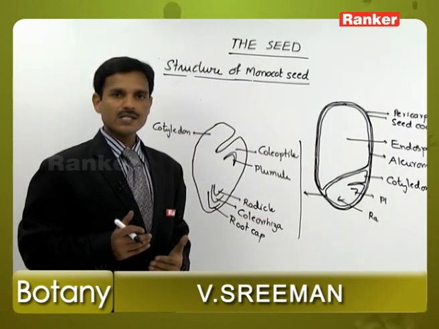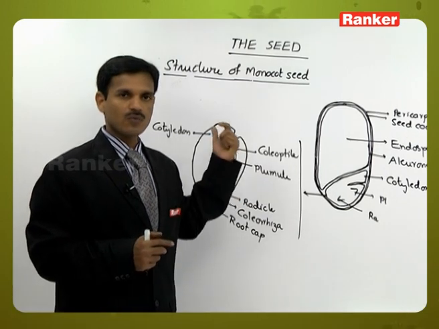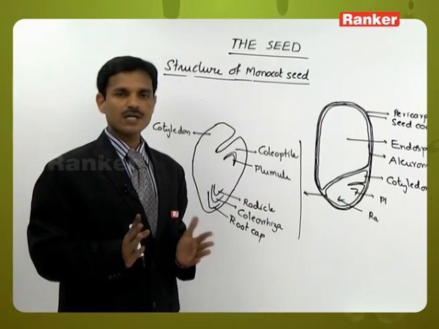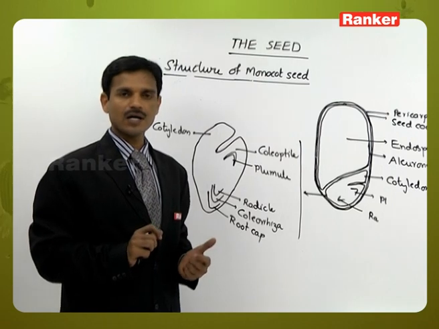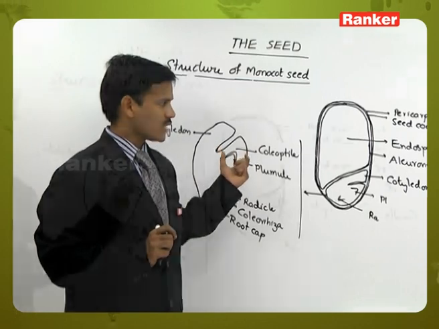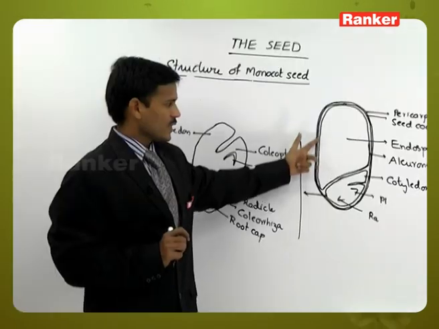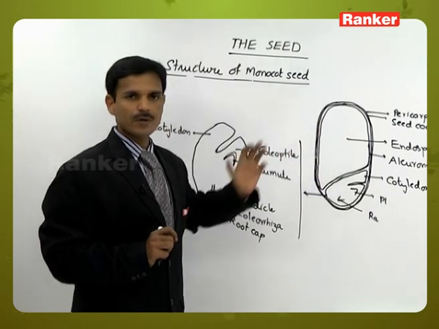In dicot seeds, two cotyledons are present. In monocot seeds, only one cotyledon is present. These are some differences between the dicot seed and monocot seed. Mainly, monocot seeds have endosperm. The endosperm is present. These are endospermic seeds.